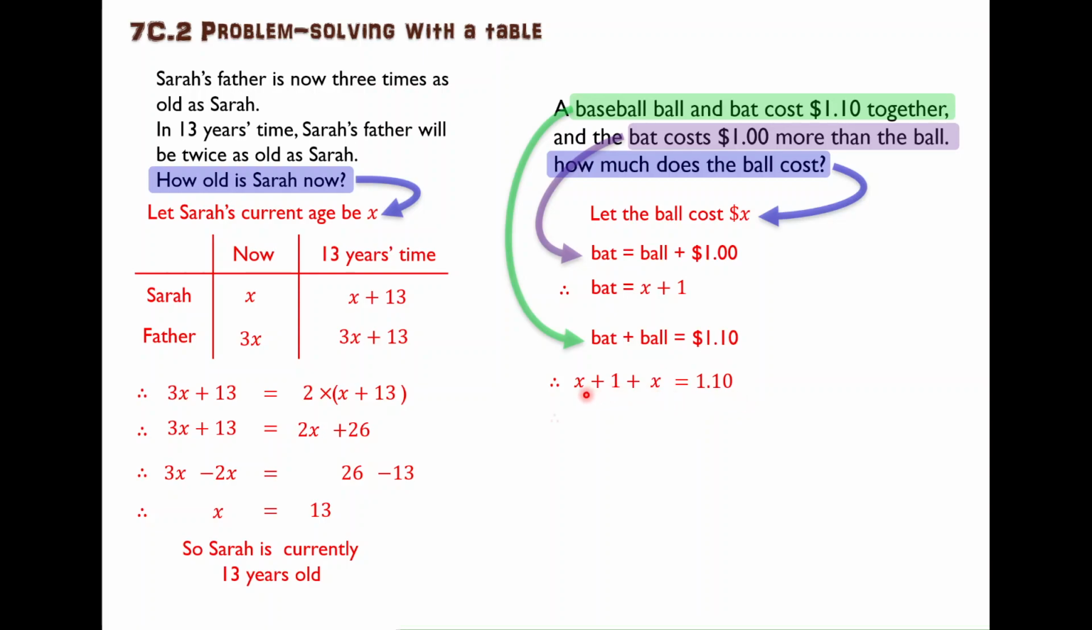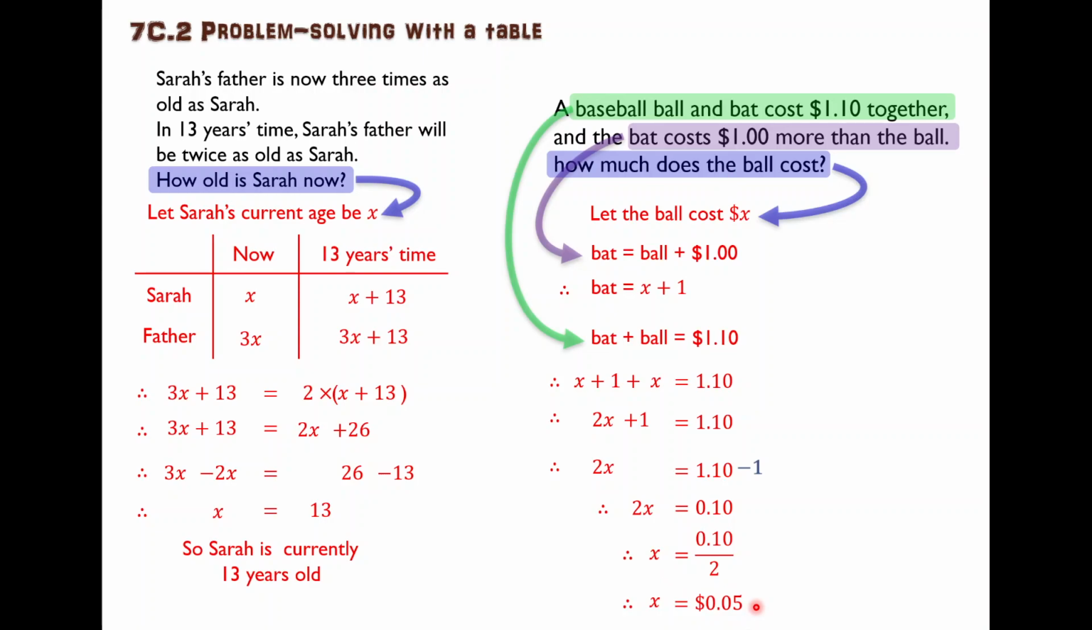From here, we can collect like terms. 1 lot of x plus 1 lot of x is 2 lots of x. And then the plus 1 can move to the other side to become minus 1 or subtract 1. Now, $1.10 take $1 is 10 cents. x has been multiplied by 2 here, so the opposite of that is to divide by 2. So the answer is 0.05. In other words, the ball costs 5 cents.